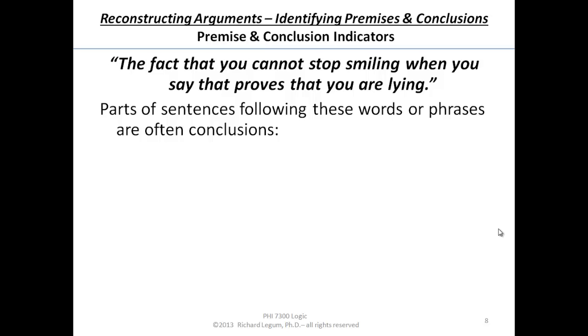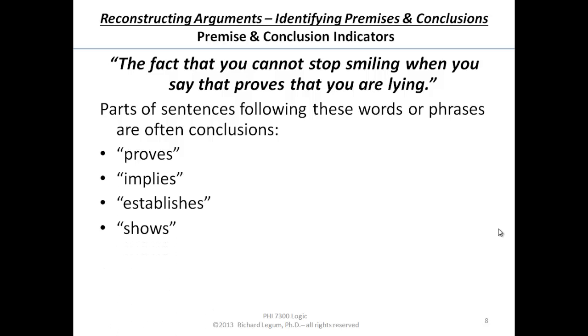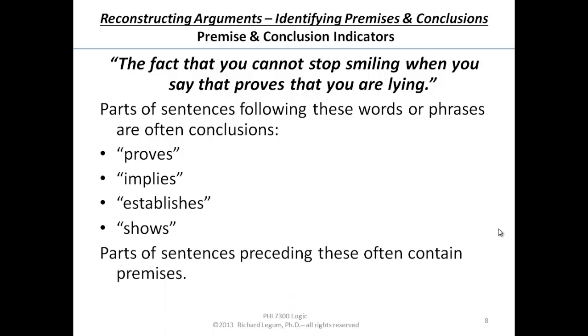Parts of sentences following these words or phrases, like "proves that," are often conclusions. We have proves, implies, establishes, shows. And the parts of sentences that come before these are often premises.